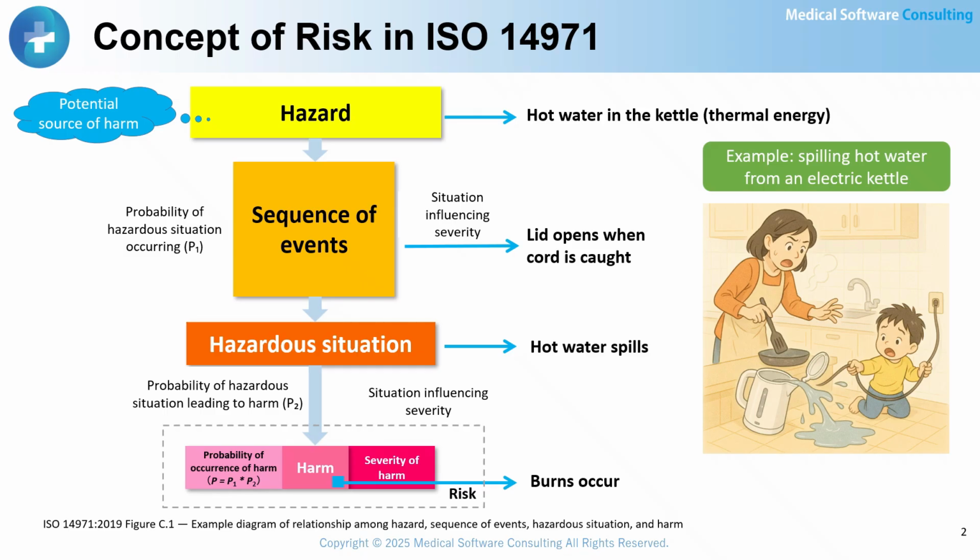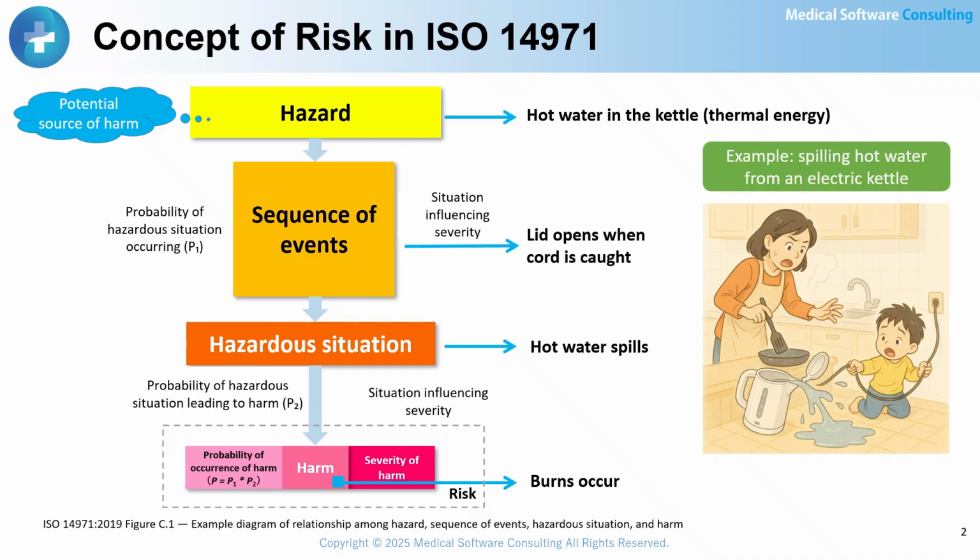Let me explain the concept of risk in ISO 14971, Application of Risk Management to Medical Devices. To illustrate this diagram, I will use an example that is not software-related but is easy to understand: spilling hot water from an electric kettle. This diagram shows the sequence from the top. A hazard, which is the potential source of harm, leads through a sequence of events to a hazardous situation and then finally to actual harm.